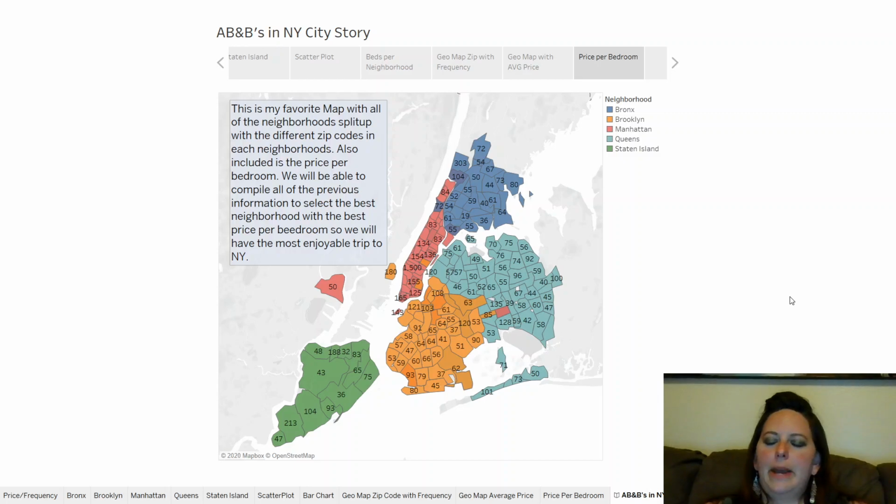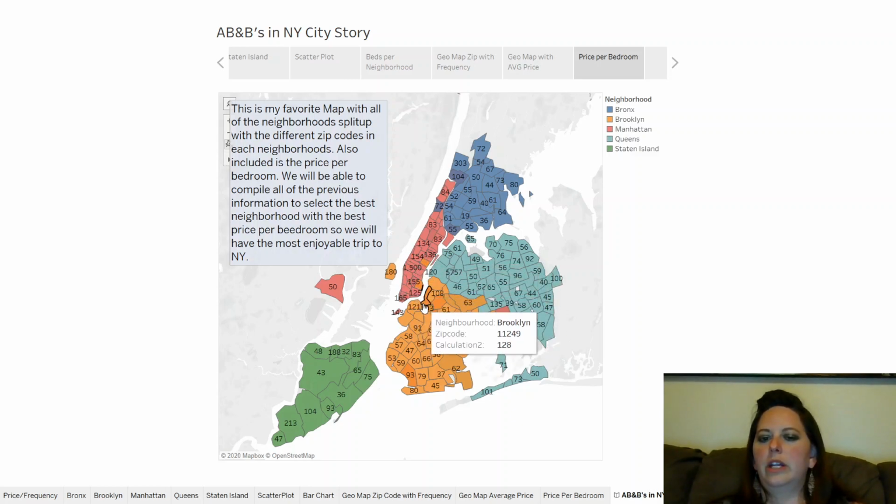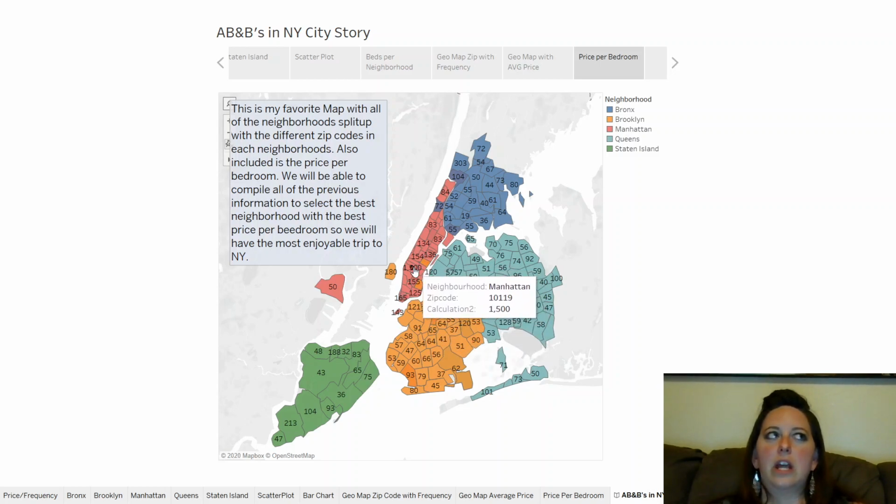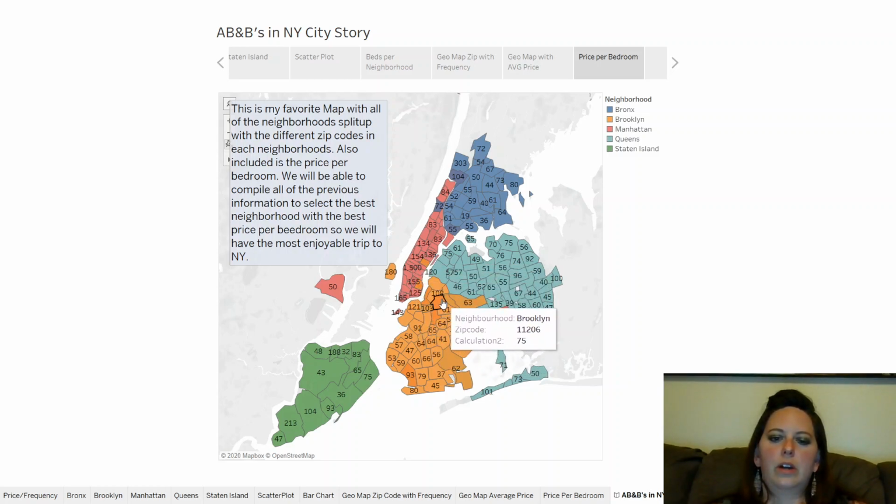This is by far my favorite map, as you can see the different neighborhoods that we were looking at in the beginning. Yes, we are correct. This green part down here is Staten Island, not connected by any of the land mass. Here's Brooklyn. We were looking at Brooklyn, Queens, and Manhattan, where the most Airbnbs were in this region, and for the average price, we could select whichever zip code had the best price average. Here we're going to look at the price per bedroom.